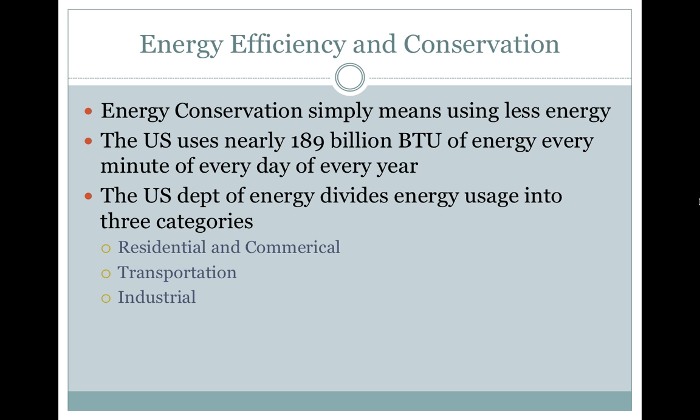Energy efficiency and conservation. Energy conservation simply means using less energy. The U.S. uses nearly 189 billion BTUs of energy every minute of every day of every year. The U.S. Department of Energy divides energy usage into 3 categories: residential and commercial, transportation, and industrial.